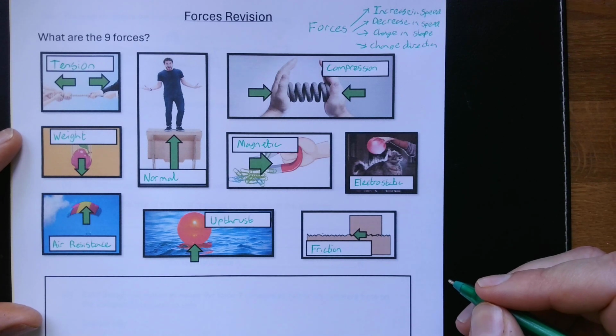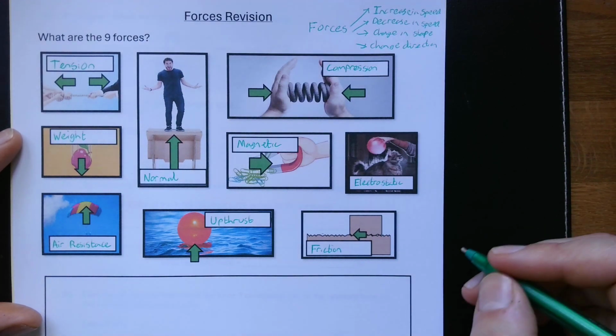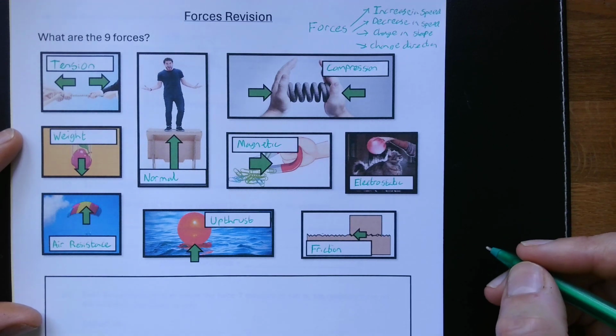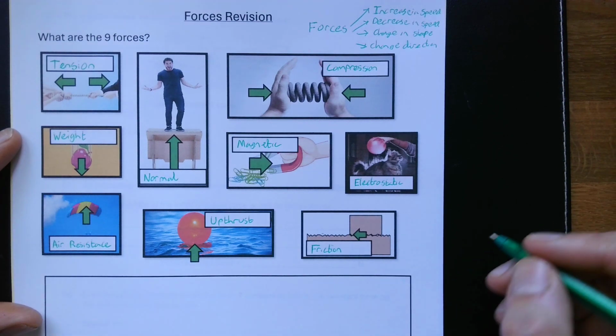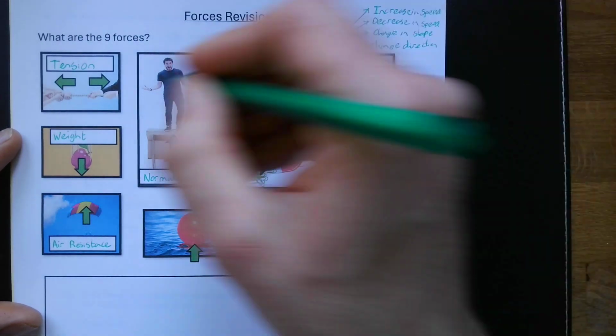Now, some of these are contact and some of these are non-contact forces. So contact forces are forces where the objects need to touch for that force to act. Non-contact forces are where there doesn't need to be any touching between objects. So we'll put a C next to the contact ones.